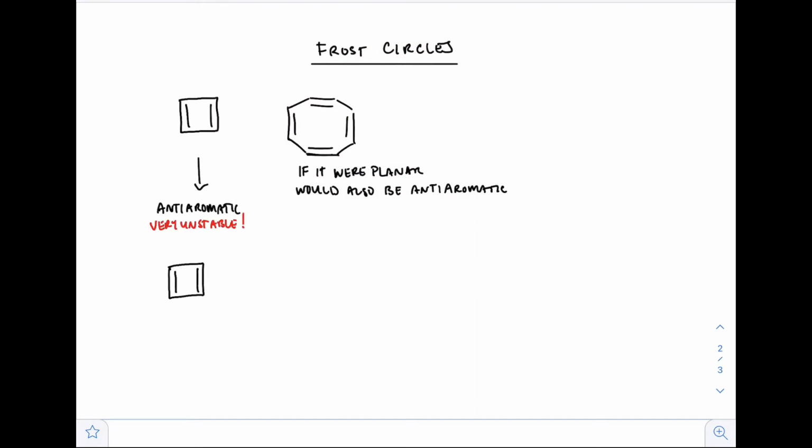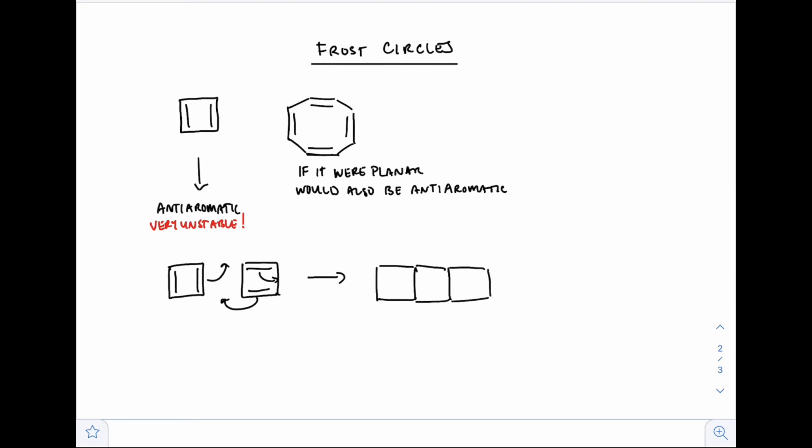Remember also that anti-aromatic species are very unstable. So for example, this cyclobutadiene, if you react it with itself, well, first of all, you can react it with itself. So there you go. That's kind of comments on its instability, and it does some cool stuff actually.